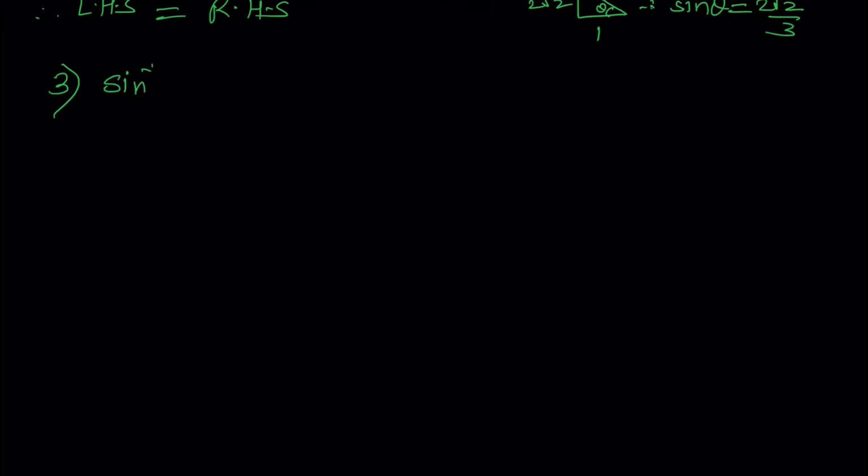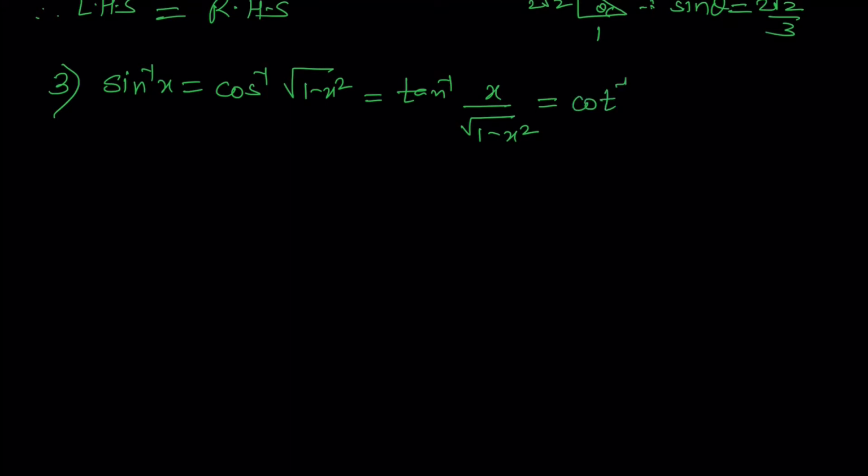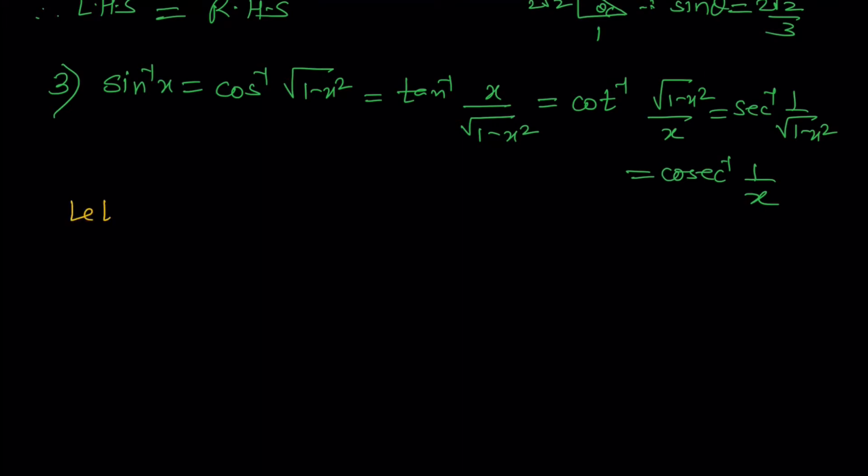Next, prove that sine inverse of x is equal to cos inverse of root 1 minus x square, is equal to tan inverse of x upon root 1 minus x square, is equal to cot inverse of root 1 minus x square upon x, is equal to sec inverse of 1 upon root 1 minus x square, is equal to cosec inverse of 1 by x. So we want to prove all this. Let's start.